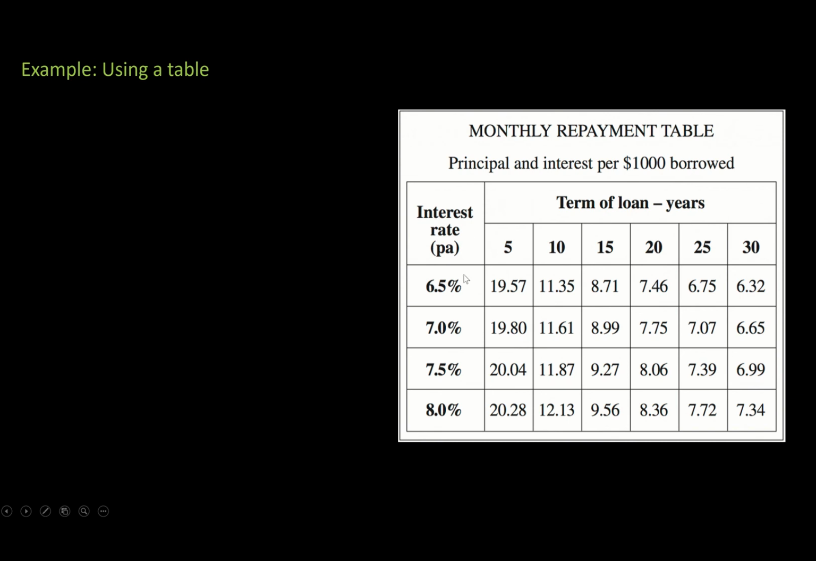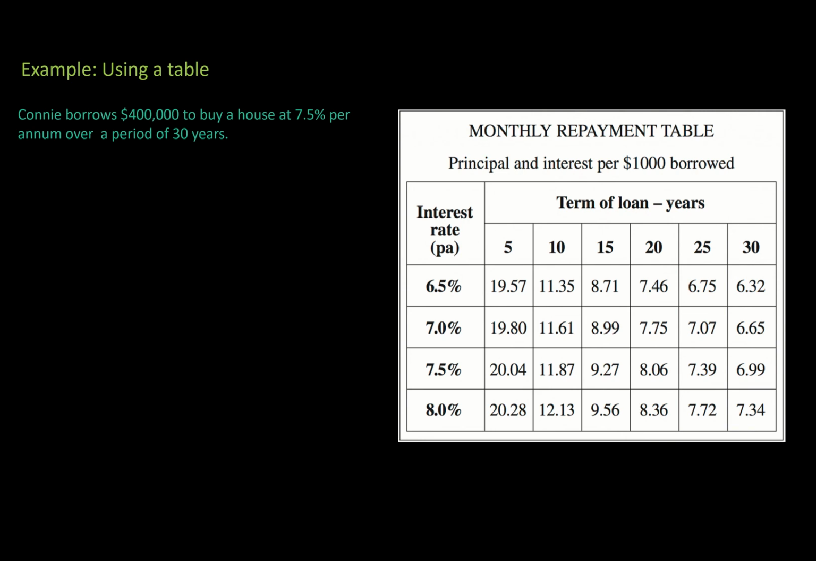So down the side here, we have the different interest rates that you could be charged at. And then along the top here, this is how many years it's borrowed. So here, this 19.57 is what you would pay for each month if you borrowed $1,000 at 6.5% for 5 years. And then everything else you've got to multiply up. So let's have a look at how that actually works.